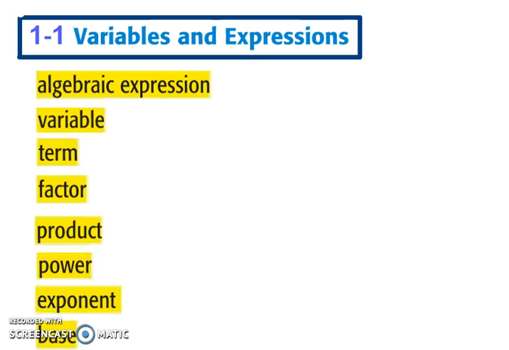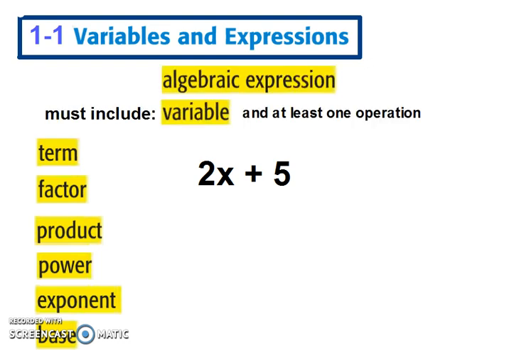An algebraic expression is one that, like this, 2x plus 5, must include a variable and at least one operation. So here we have our variable. And we actually have two operations here because that says 2 times x plus 5.